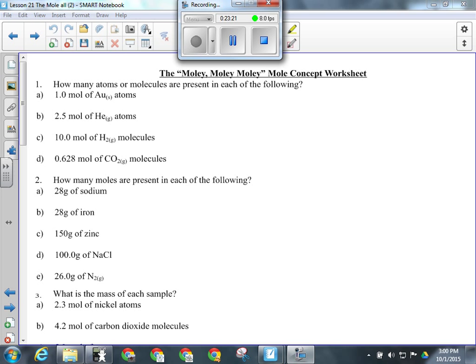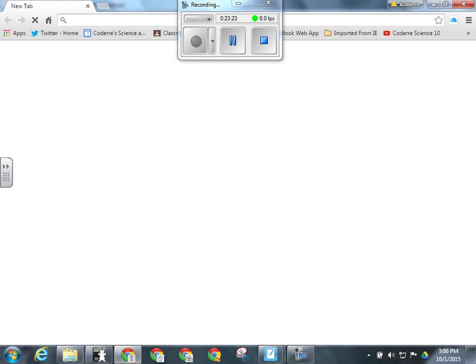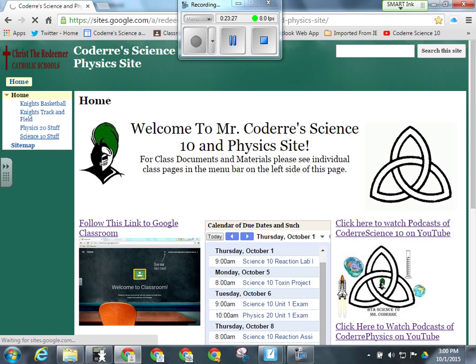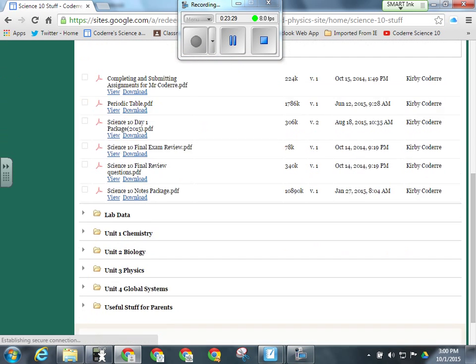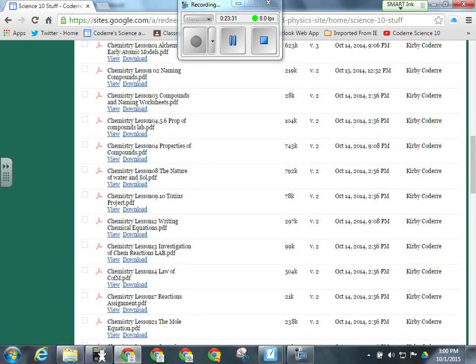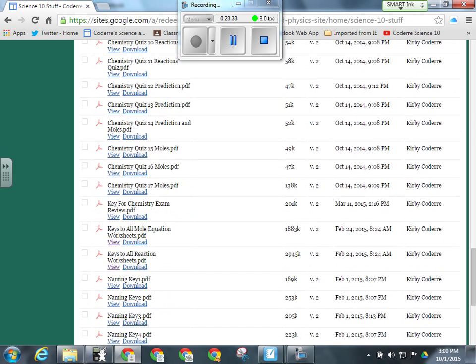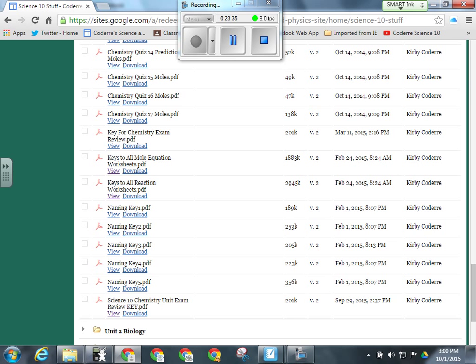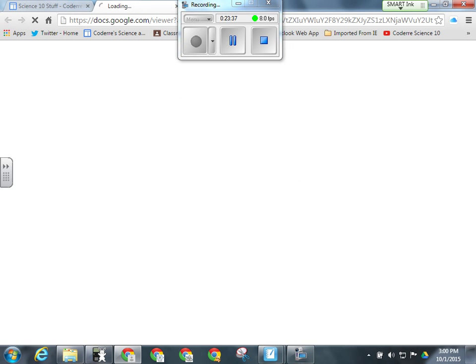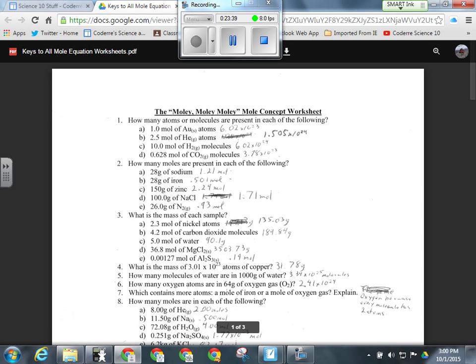There's a key for this, guys. It's on the website if you want to check your work as you go. It's the same place, Science 10 stuff in the chemistry folder, and it's called Keys to All Mole Equation Worksheets, right there. So you can check them as you go and see if you're doing them right.